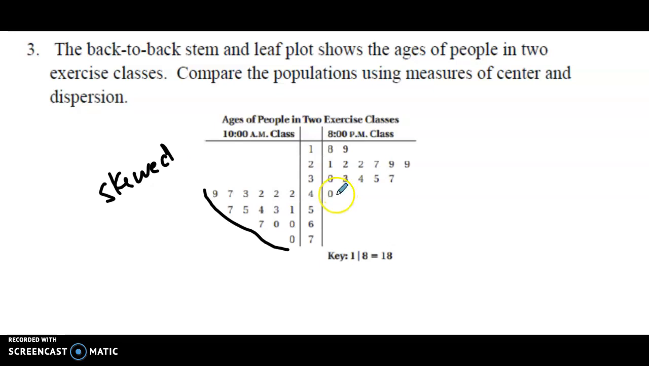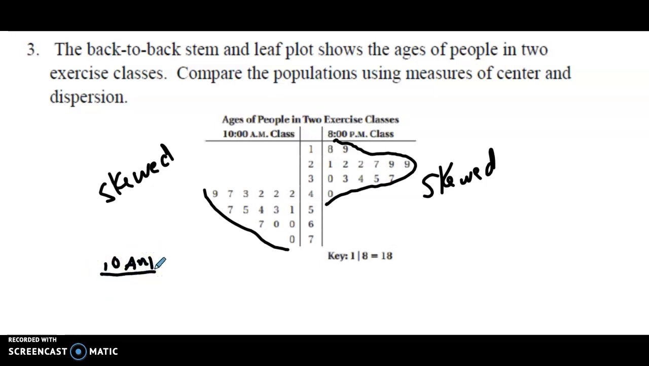And this one over here, if you kind of look at it, it looks kind of symmetric. It looks a little skewed. The good news is it doesn't matter, because as long as one of the data sets is skewed, both data sets would be considered skewed. So that means we know what we're going to use. For this one, we're going to do the 10 a.m. class and the 8 p.m. class.